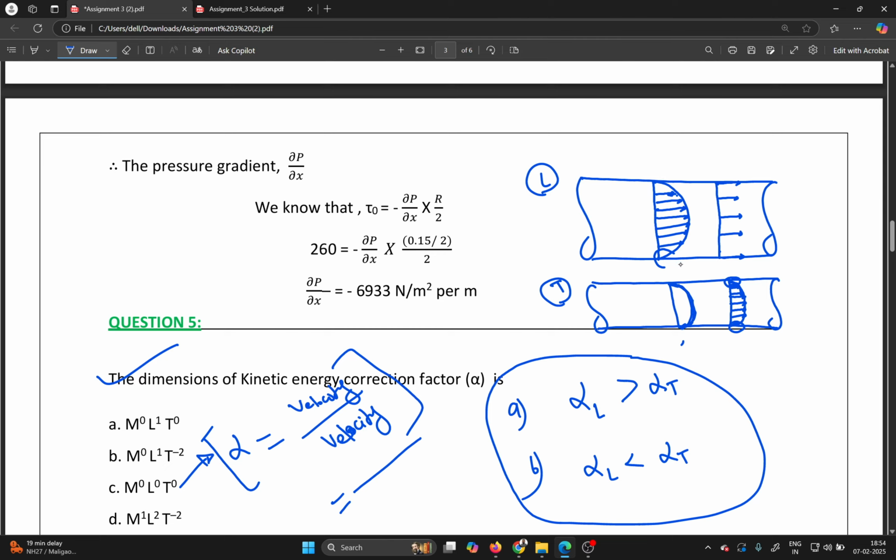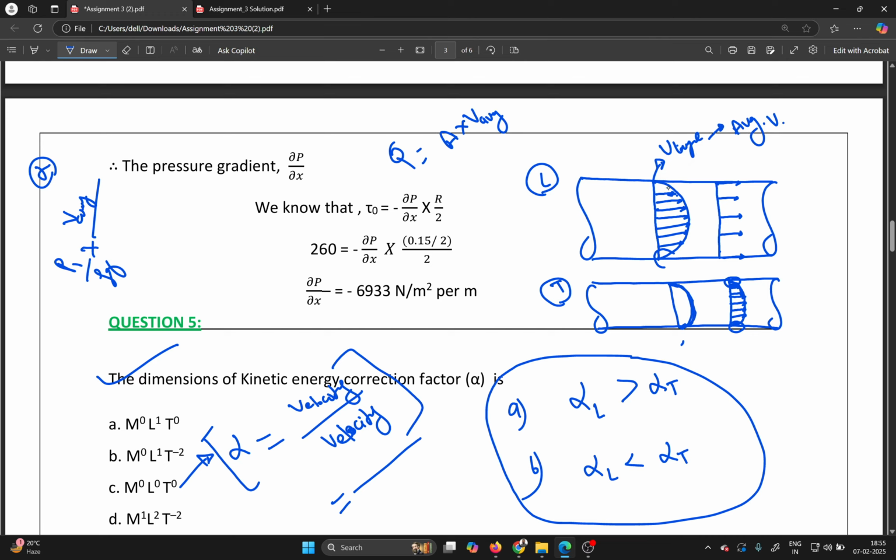So for the kinetic energy correction, you are going to convert your layer velocity into the average velocity. Whatever formula you use, discharge is equal to area into velocity, you need to write the average velocity. In Bernoulli's equation, you need to write the average velocity if you are not using the alpha value. Okay, so remember.